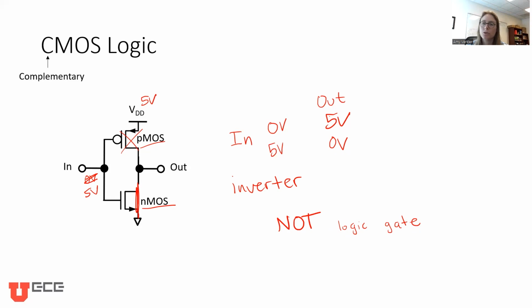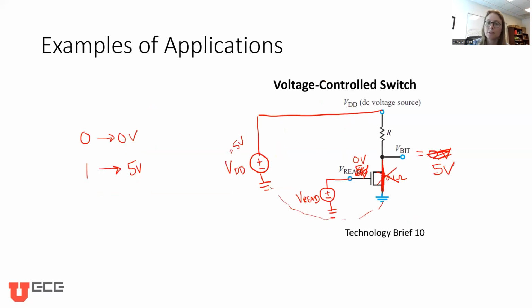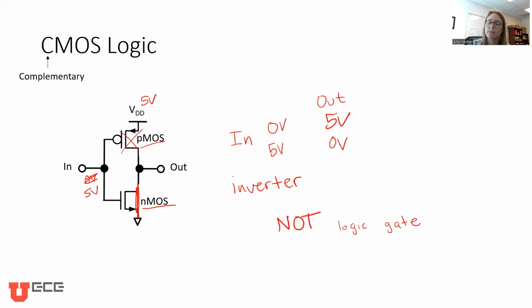And the reason we use 2 transistors like this instead of a resistor and a transistor is that we have less power loss in this situation. So again, if this interests you, please go and take ECE 3700.